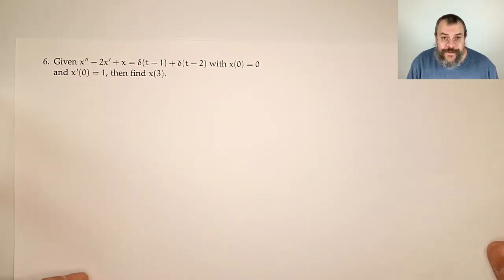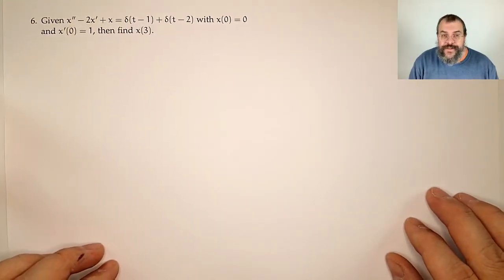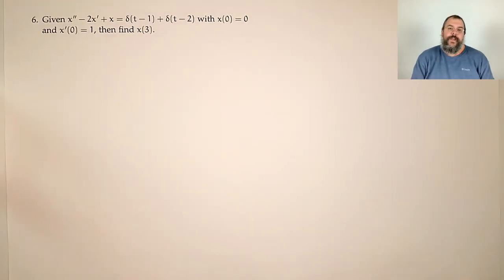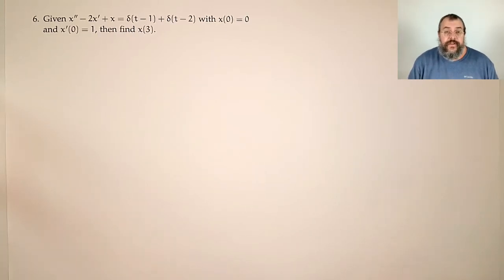Well, not much left to do. Well, a little left to do. Number 6. Given x double prime minus 2x prime plus x equals delta of t minus 1 plus delta of t minus 2, with x of 0 equals 0 and x prime of 0 equals 1, then find x of 3.